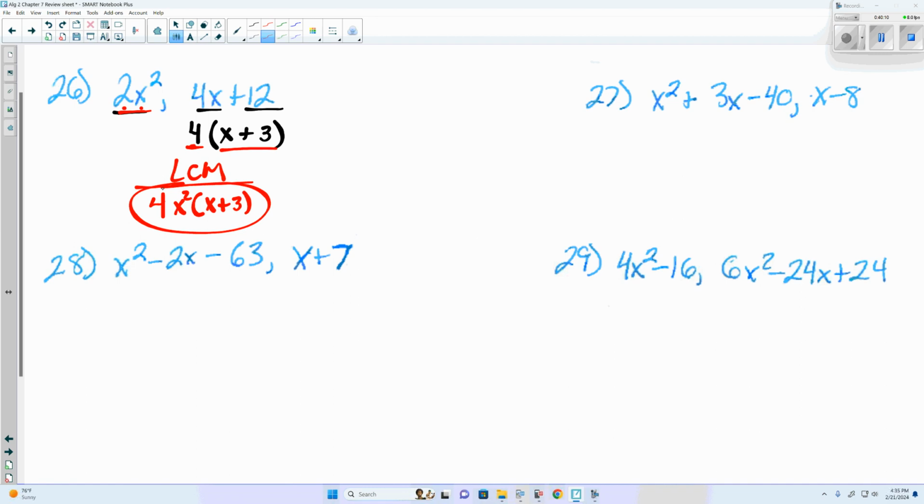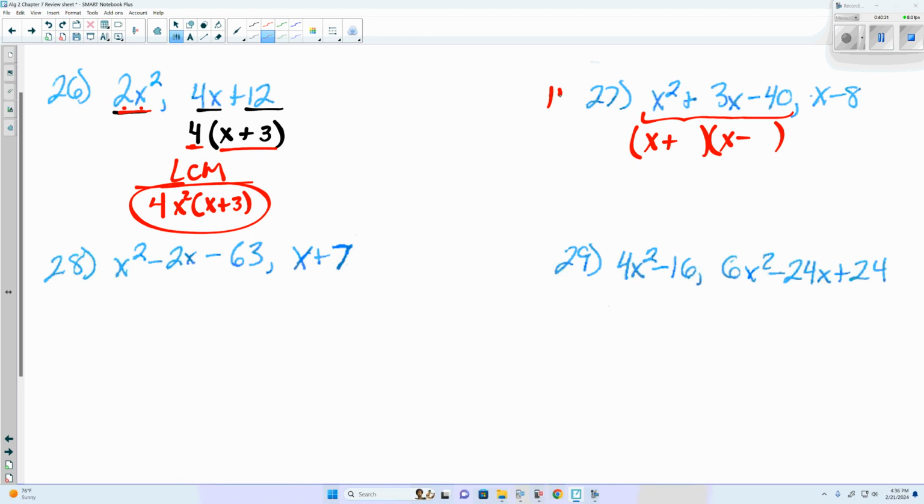And that's it for that there. Now we can look at 27. Now our x squared plus 3x minus 40 is factorable, so we'll have 2 sets of parentheses with 3 spaces. Since the 40 is negative, our signs are opposite. Third term's negative, the signs are opposite. Factors of x squared are x and x.